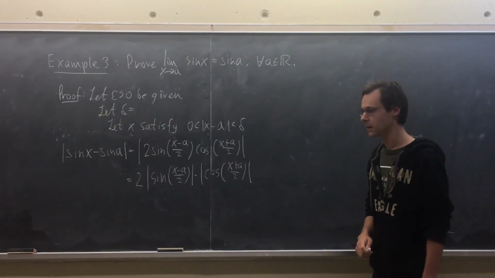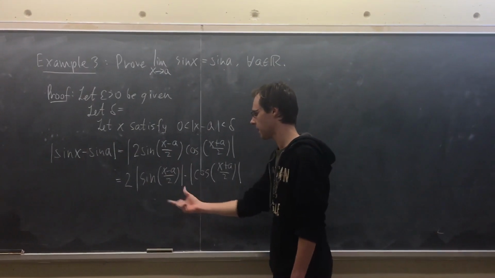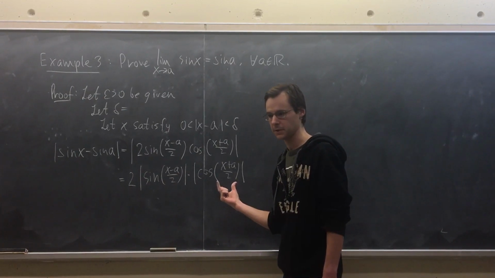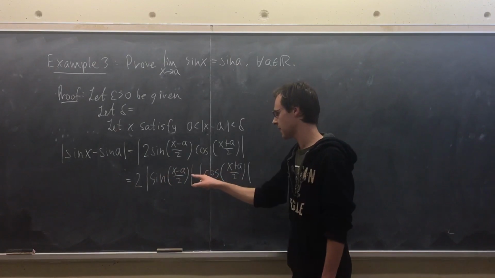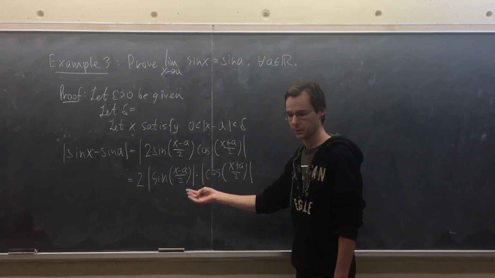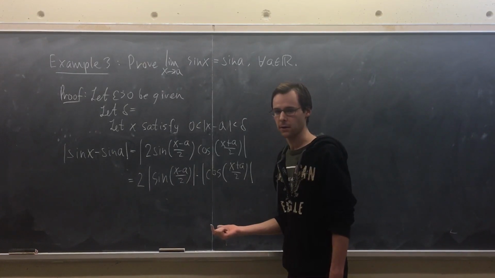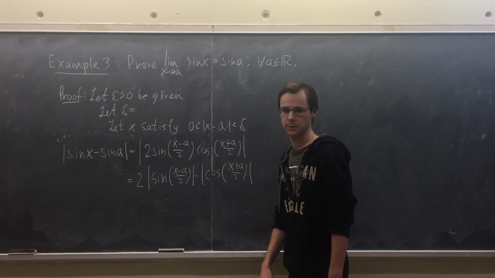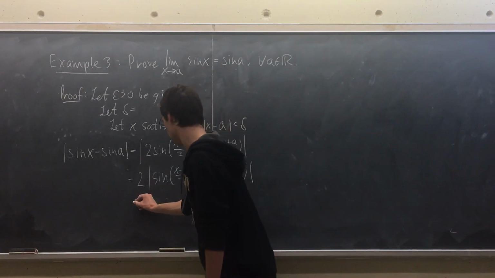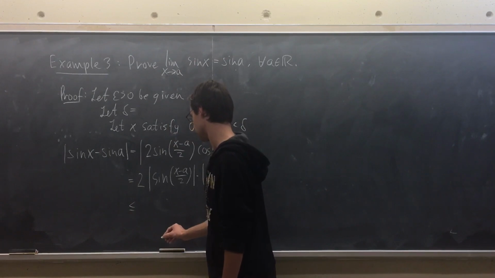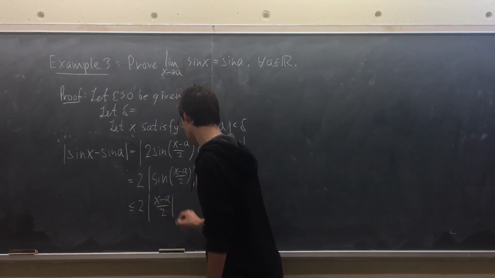Okay? And now we can say something about each piece, because here we have just an absolute value of a single trig function in each piece. We know what to do with this, right? Abs of sin of some input is less than or equal to the abs of that input, and that holds for any input at all. (x minus a) over 2 is a perfectly valid input. It's any real number. So this can now be bounded. This is less than or equal to 2 times abs (x minus a) over 2.